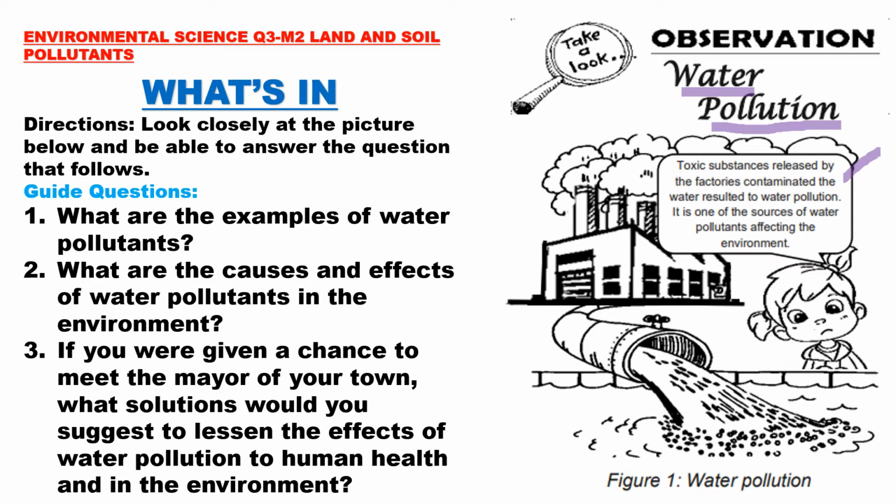Guide questions. Number 1. What are examples of water pollutants? 2. What are the causes and effects of water pollutants in the environment? 3. If you were given a chance to meet the mayor of your town, what solutions would you suggest to lessen the effects of water pollution to human health and in the environment?